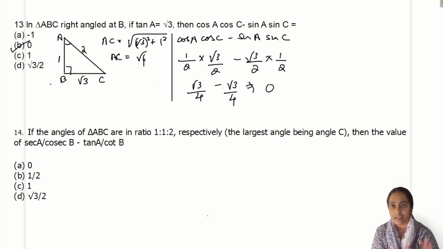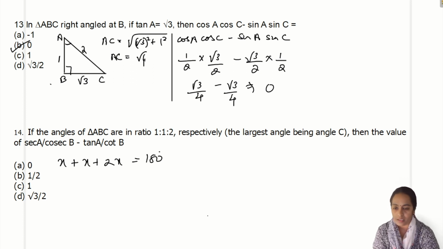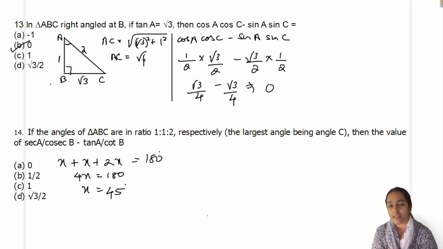The angles are in the ratio, so let the angles be x, x and 2x. So x plus x plus 2x equals the sum of the angles, which is 180 degrees, by the property of triangles. So 2x plus x plus x is going to be 4x. What is x here? 45 degrees. So the three angles are x, x and 2x, so it's going to be 45 degrees, 45 degrees and 90 degrees.